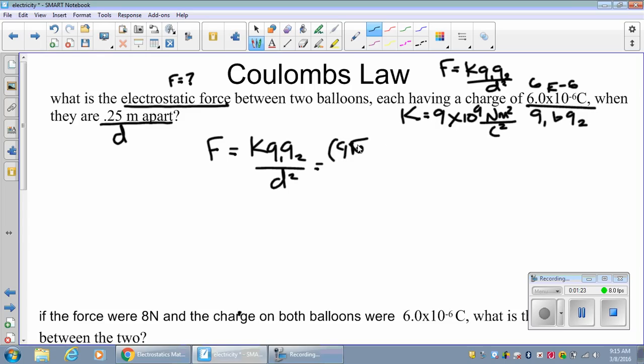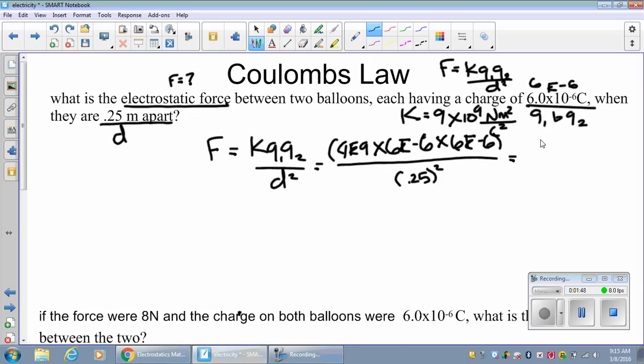9E9. It's nasty. 9E9 times my Q1, 6E negative 6, times my second charge, which is the same, 6E negative 6, and then I'm going to divide the entire thing by my distance squared, which was 0.25 squared. Put this all in the calculator, try it out, and we end up with 5.18 newtons. Remember that force is measured in newtons. All right, cool. Let's move down.